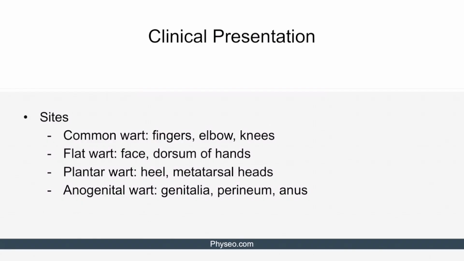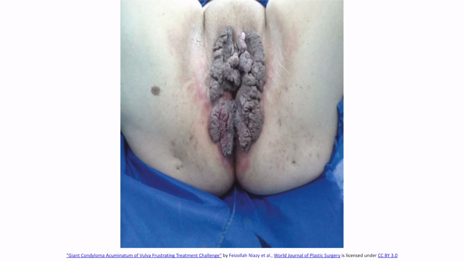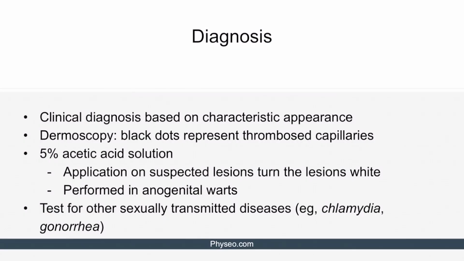Warts can appear almost anywhere in the body. Common warts are frequently present on fingers, elbows, knees. Flat warts are commonly located on the face or the dorsum of the hands. Plantar warts are usually located on the heel and the metatarsal heads, and anogenital warts commonly appear on the genitalia, perineum, and anus. So this is a typical exophytic cauliflower-like lesion in a patient with an anogenital wart, and these are skin-colored lesions around the perianal area. Warts are common and can be diagnosed clinically based on the characteristic appearance of the lesions.